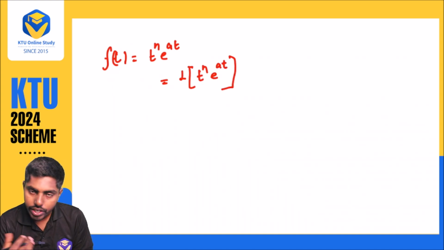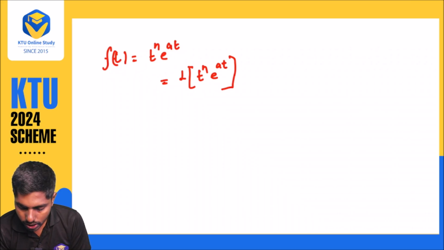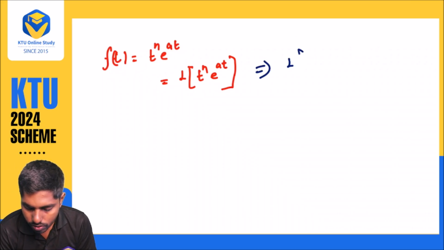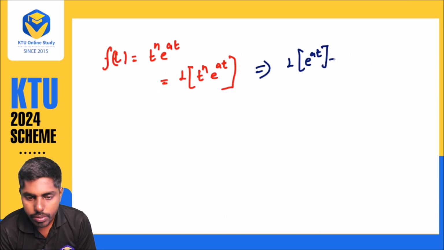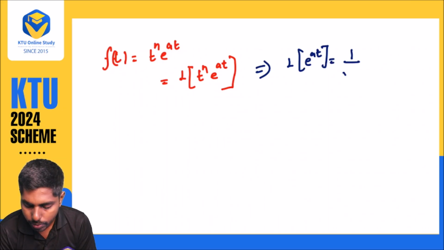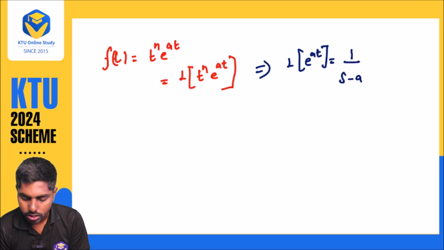So what do we know about e power at? What is L of e power at? L of e power at is 1 divided by x minus a. We know that. This is the basic thing we know.